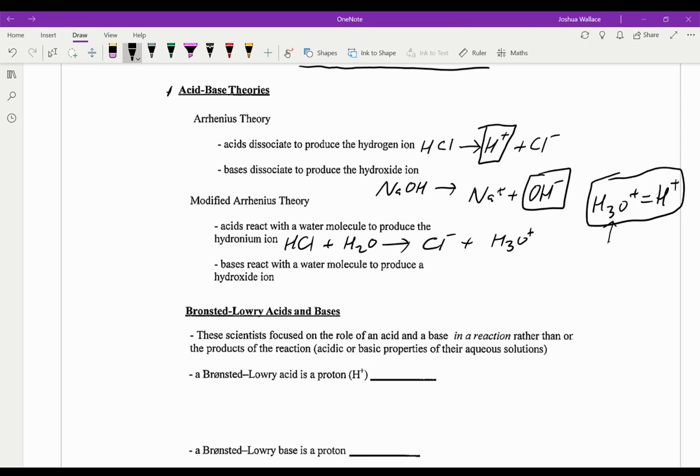And then we can also have bases react with a water molecule to produce a hydroxide ion. So we can have something like CO3 2 minus reacts with water to produce HCO3 minus plus OH minus. And then we can have HCO3 minus react with water to produce H2CO3 plus OH minus again.